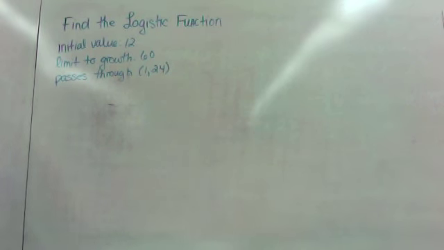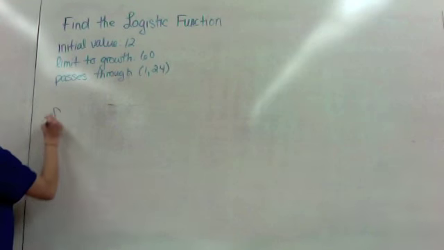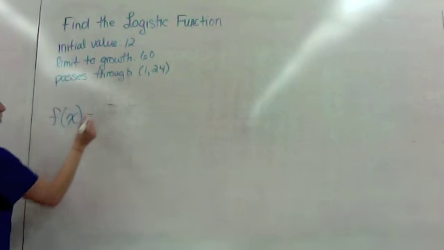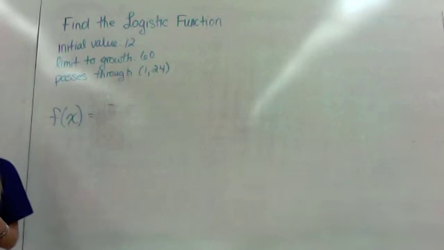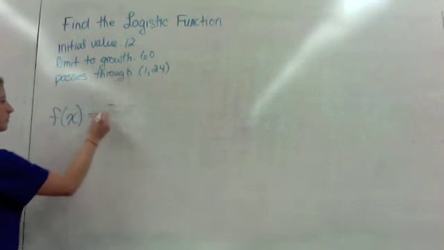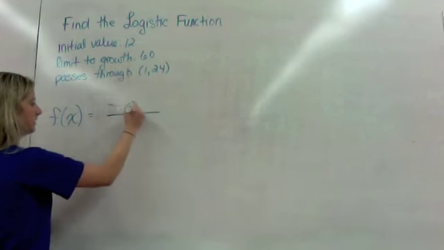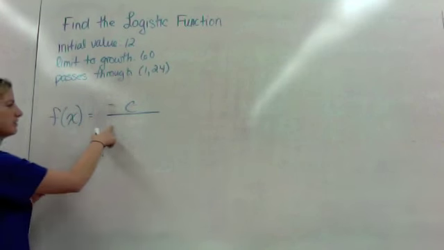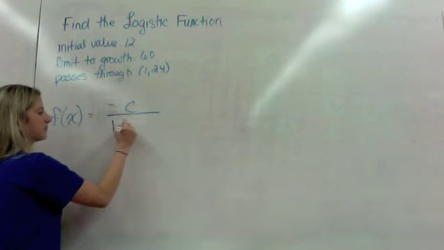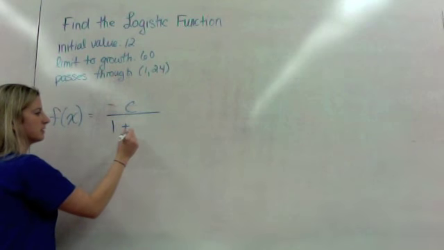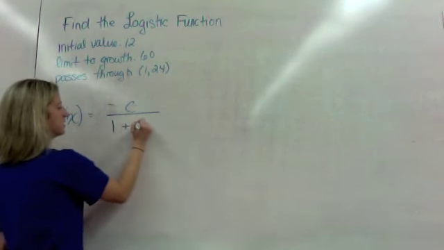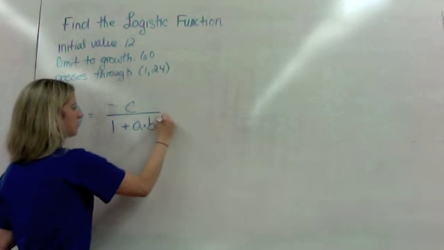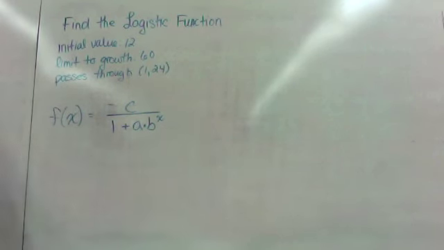All right, good. So let's find the logistic function. Do you guys know what's the formula for the logistic function? Without plugging this stuff in, what's it going to look like? What goes up here? C, right. Limit to growth, carrying capacity, whatever we want to call it. And then what went down here? 1 plus a times b to the x. Very good. Okay? 1 plus a times b to the x.